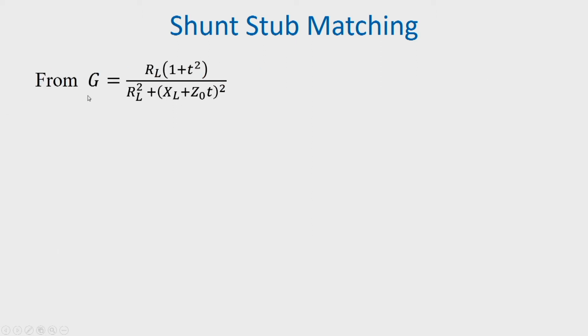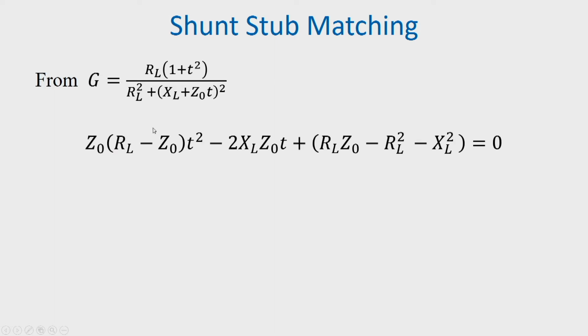Now, we start with the expression for G, and once we equate it to Y0, then we can solve for T by forming this quadratic equation. So, here you put G equal to Y0 equal to 1 by Z0, and then rearrange the terms, then we will get this quadratic equation.